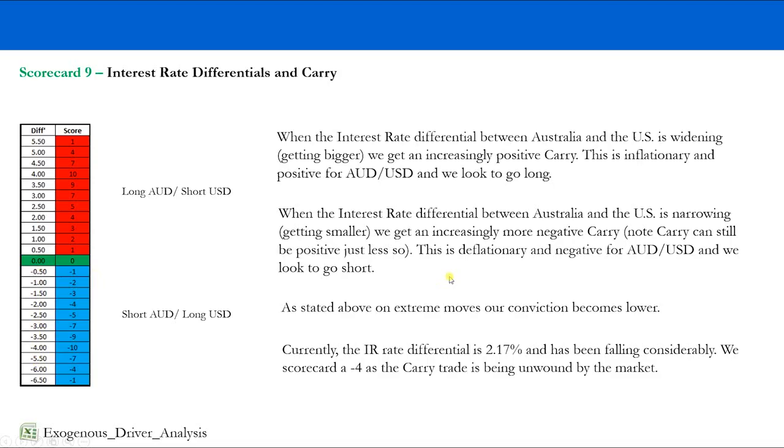So what is the current differential? Well, currently the interest rate differential as of Feb 2015 is 2.17%, and it's been falling considerably. So we scorecard a -4 as the carry trade is being unwound by the market. So we're seeing evidence that the interest rate differential is falling and the carry trade is being unwound. So hot money is flowing out of Australia into the United States.